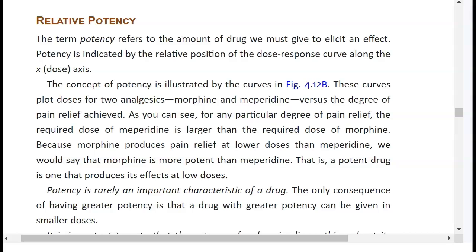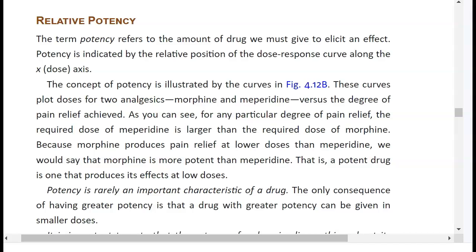Back to chapter 4, another concept to make sure you guys caught in your reading was relative potency. The term potency refers to the amount of drug we must give to elicit an effect. Potency is indicated by the relative position of the dose-response curve along the x-axis. Potency is rarely an important characteristic of a drug. We use it all the time in clinical practice, like, oh, that drug is really potent, but we're not really meaning what it actually means.